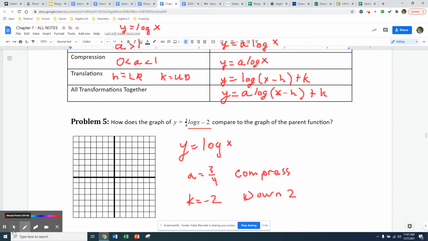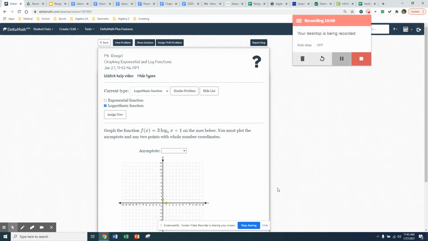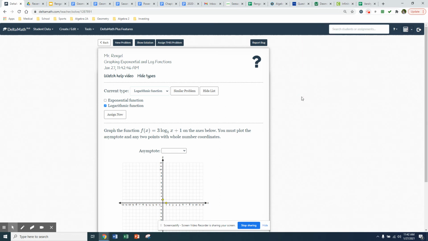We are now going to take a look at an example problem from your Delta Math assignment. So here would be an example of graphing a logarithm. So I will show you a couple ways that we can graph this.